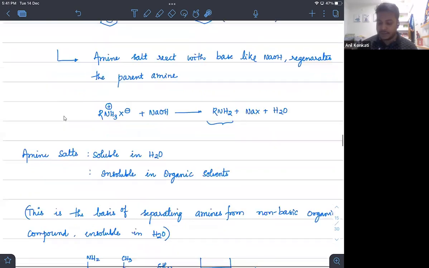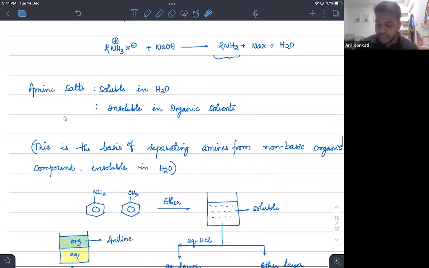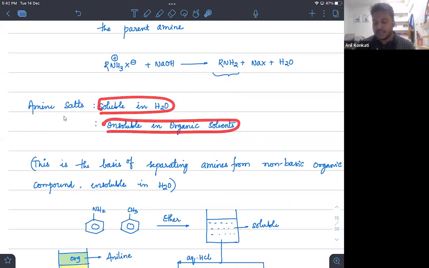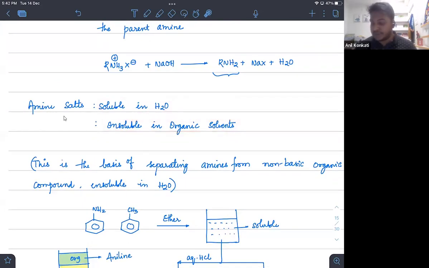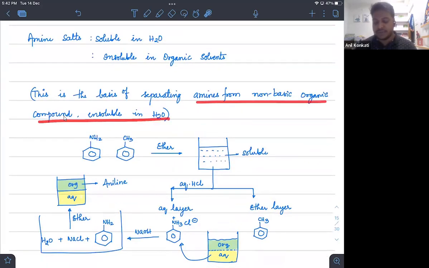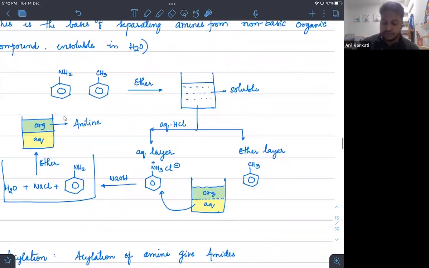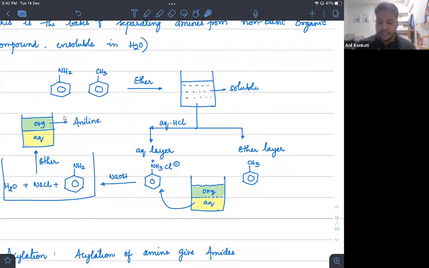Okay, so amine salts are soluble in water and usually insoluble in organic solvents, and this becomes a very important basis for separation of amines when you have a non-basic organic compound which is insoluble in water. For example, if you take aniline and toluene and add them to ether, both of them are soluble.